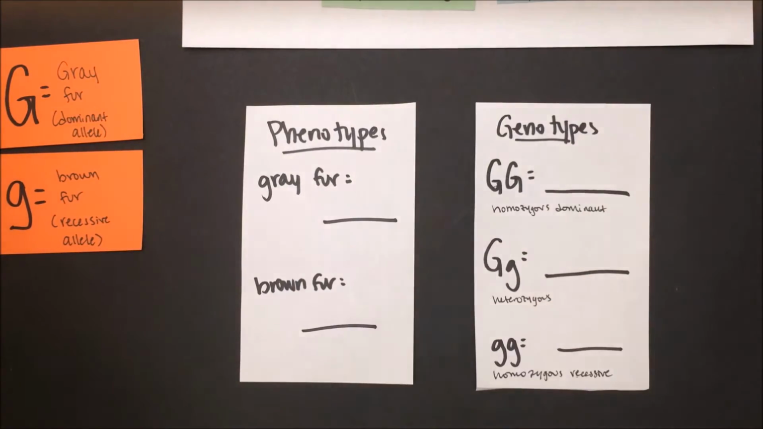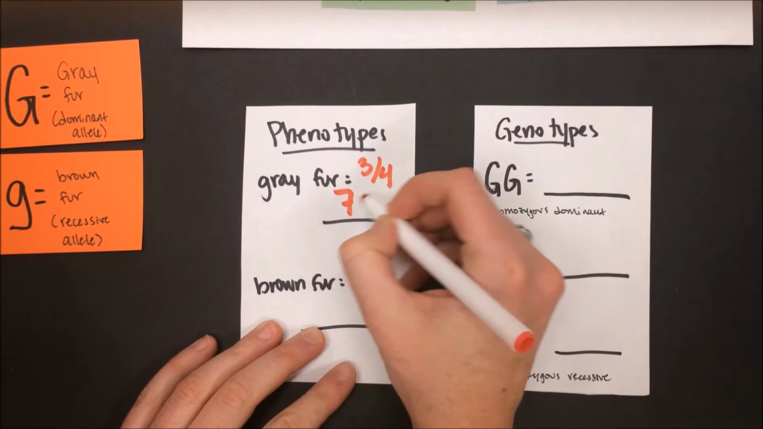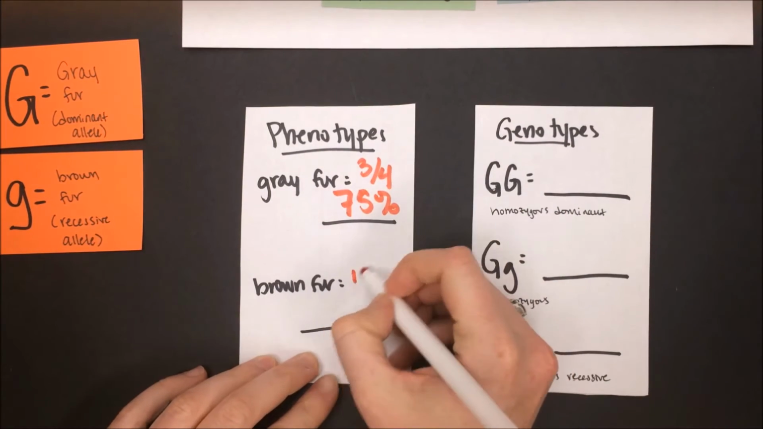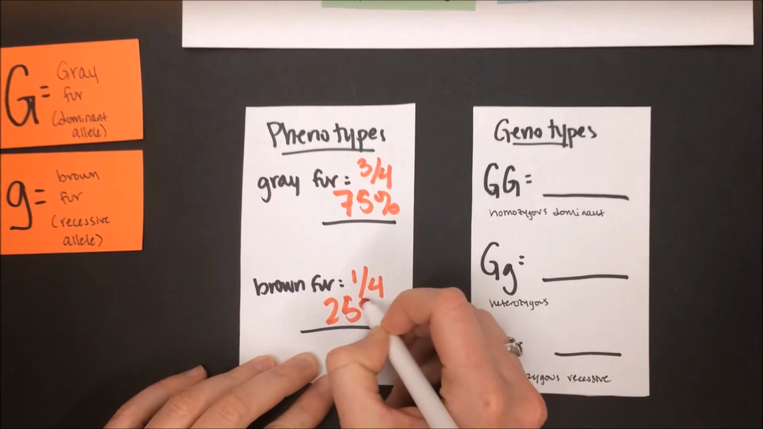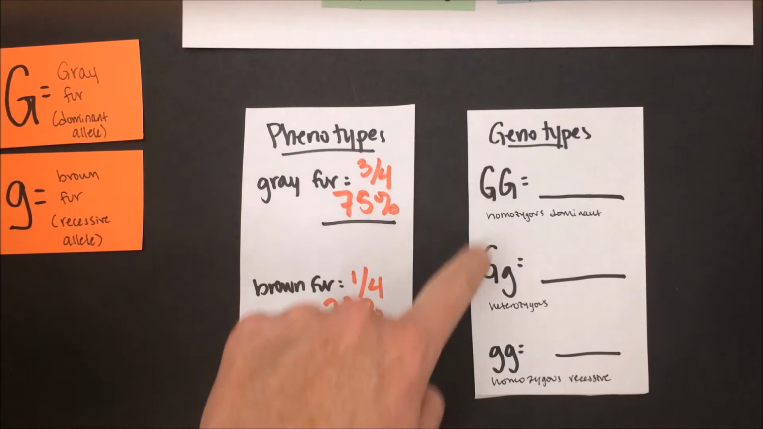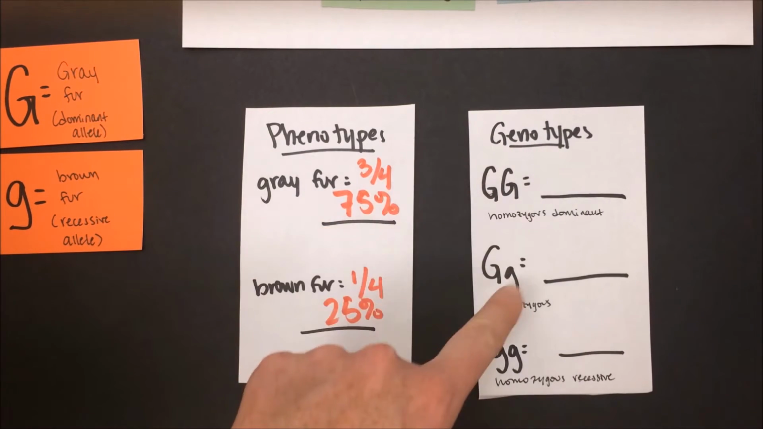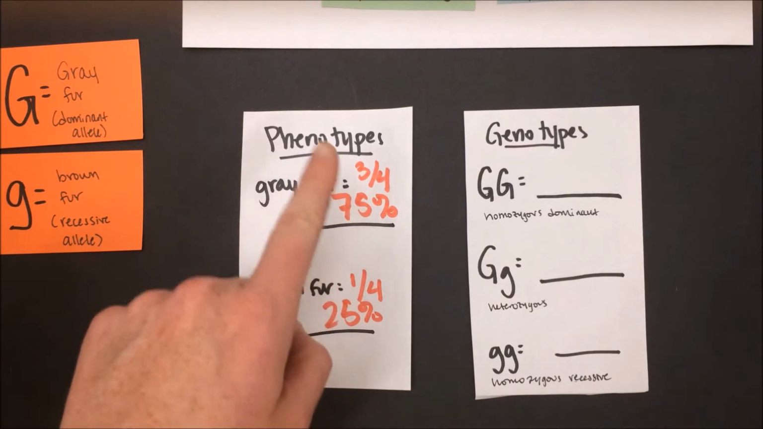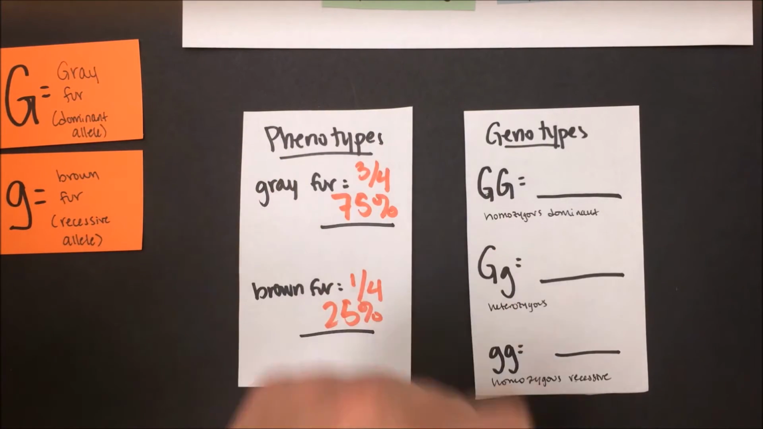We saw before that 3 out of 4, or 75% of the offspring, would have gray fur. We also saw that 1 out of 4, or 25% of the offspring, would have brown fur. Notice that there are 2 different genotypes, both homozygous dominant and heterozygous, that gave us this gray fur phenotype. This proves to us that we cannot tell by looking at something what its genotype is.